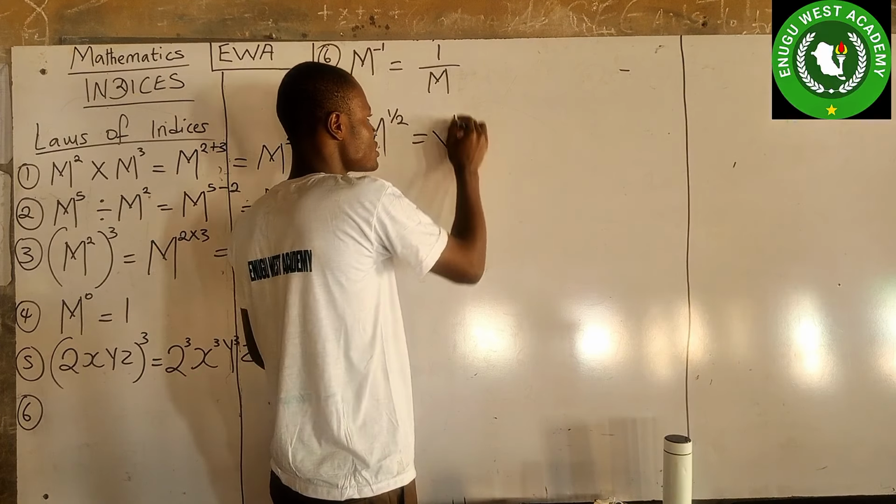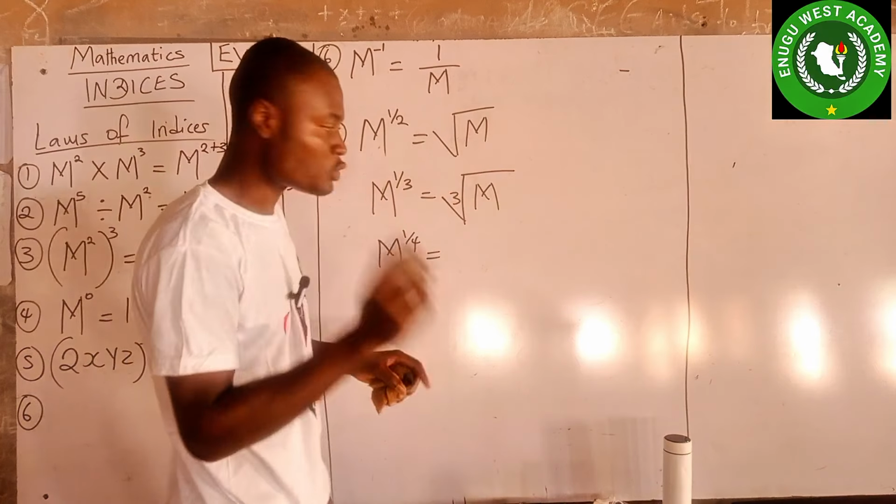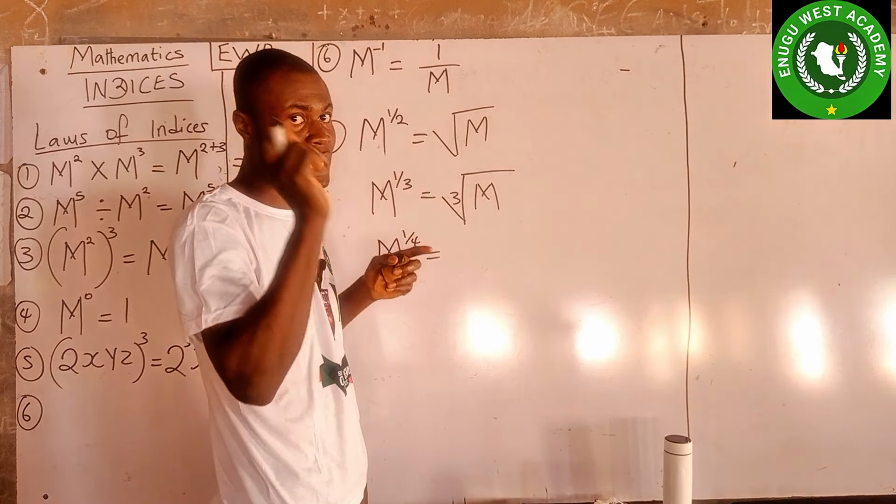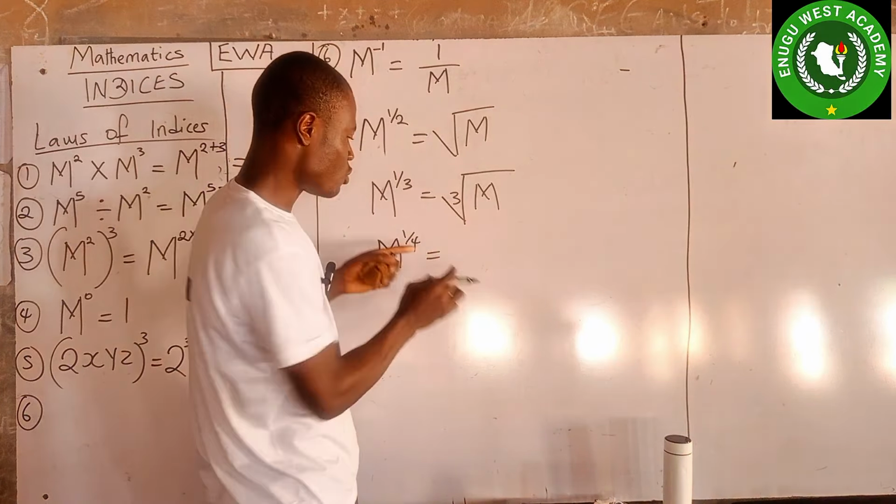Now, if we have m raised to power 1 over 3, for us to find the root, what is here is 3. It will be the third root of m, or you say cube root of m. So you're going to have cube root of m. Now, if you have m raised to power 1 over 4, remember I said you focus on the denominator of the fractional power. What is here is 4. It becomes the fourth root of m.